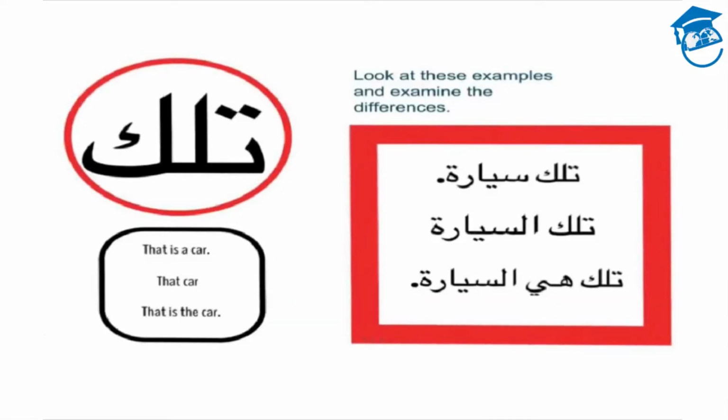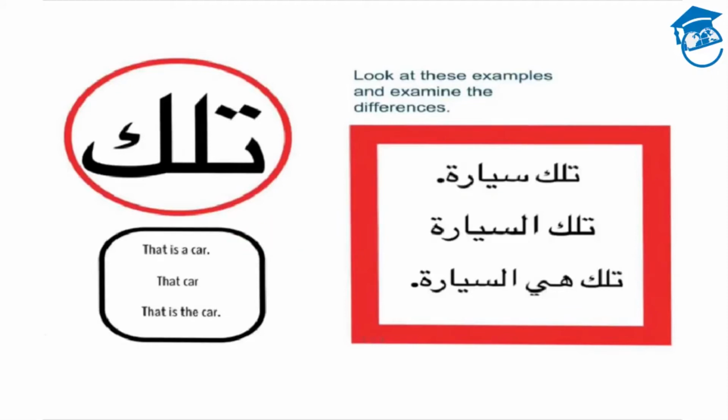Let's examine these examples grammatically. Look at the first example, tilka sayyaratun. Tilka is our ism el-ishara. It means that. Sayyara is a singular, feminine, indefinite noun, ending in ta marbuta. Because it ends in ta marbuta, we have a ta sound at the end when we add nunation. So it's pronounced sayyaraton. Tilka sayyaraton means that is a car.